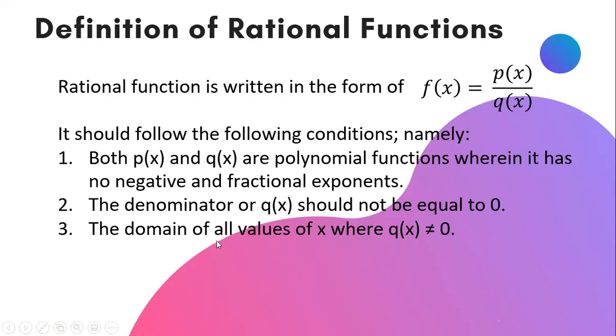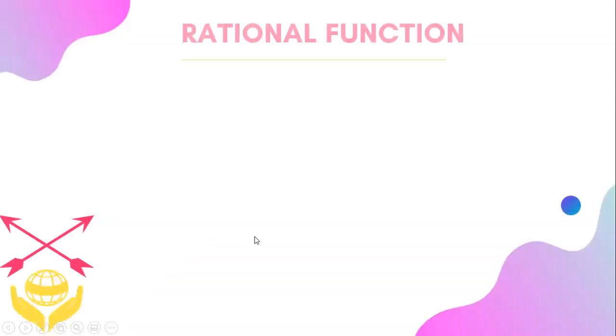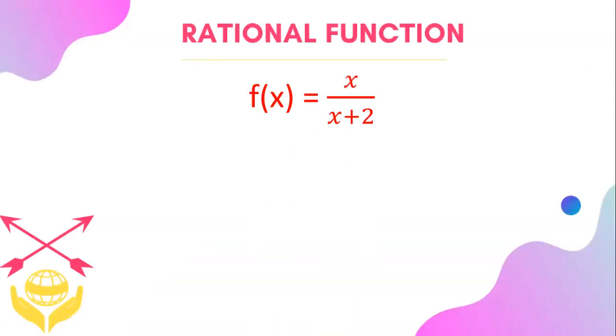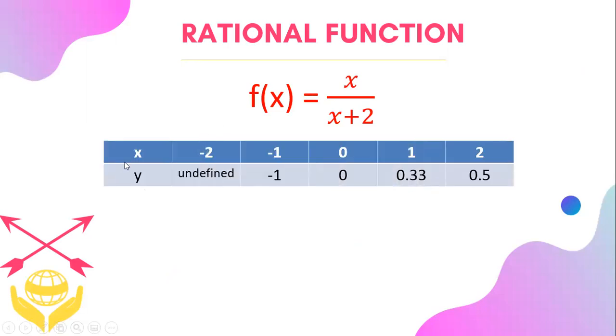As mentioned here, the domain is all values of x where q of x is not equal to 0, or the denominator q of x should not be equal to 0. So we will make use of 5 values, and I have set x from -2 to 2. If x is equal to -2, it will make the function undefined. If it is -1, then we have -1 over -1 plus 2, so -1 over +1 is still -1.